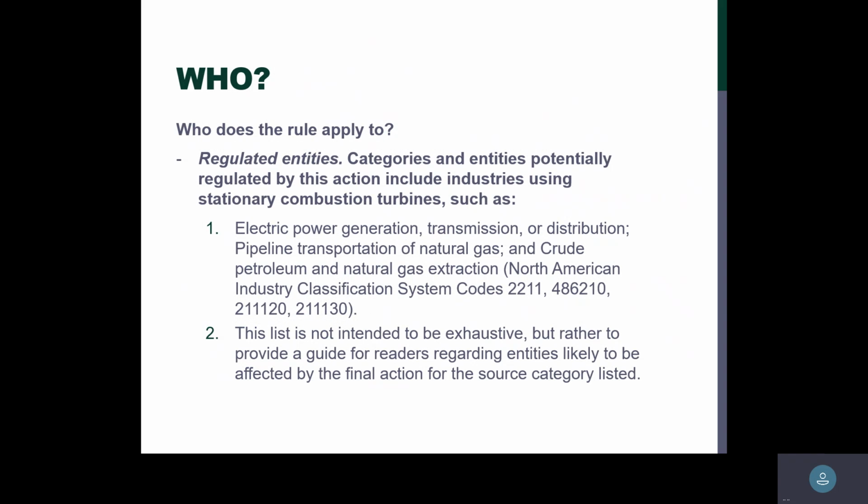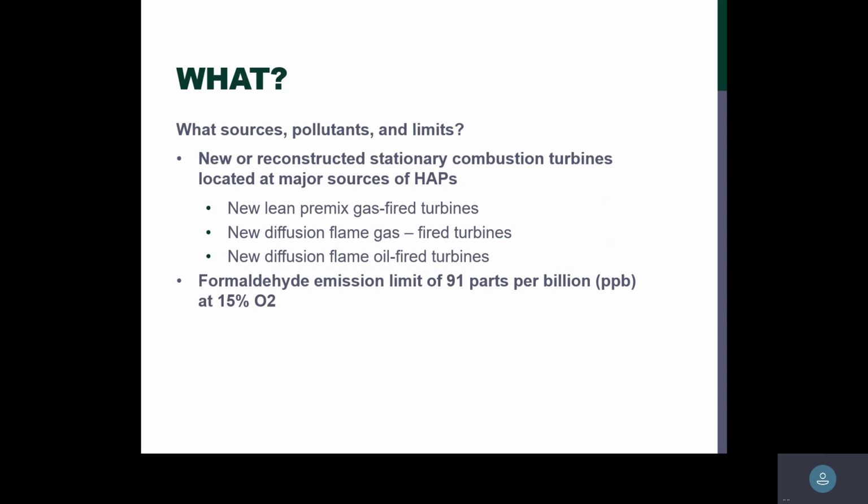So who does the rule apply to with these 2 subcategories of turbines being delisted? This is going to affect the electric power generation, gas transmission or distribution, pipeline transportation of natural gas, and crude petroleum and natural gas extraction. This list, per the rule, is not intended to be exhaustive, so you want to do a thorough analysis of your facility to ensure that your category does or does not meet the criteria of applicability.